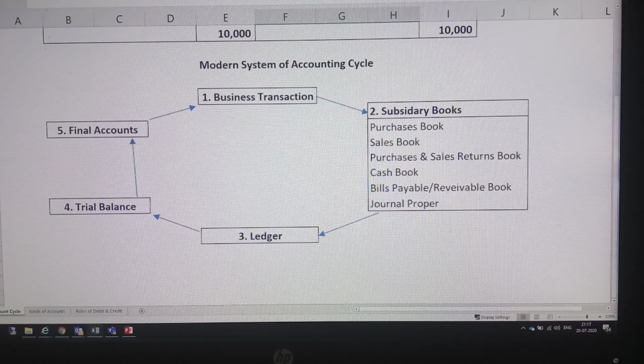After all of this, it gets recorded into the ledger. The ledger is where we do the accounting part of it. Then we also have to prepare a trial balance. Then we will be able to prepare the final accounts, through which we know the financial statements of the business.